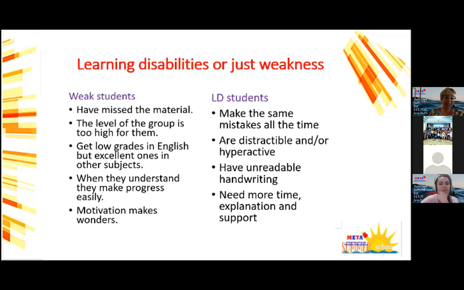Probably they are not very good at English. They get low grades in English, but they might be excellent in mathematics, physics, and other subjects. But when they understand the material, it motivates them to make success. They make progress easily and start getting better grades, and motivation makes wonders.